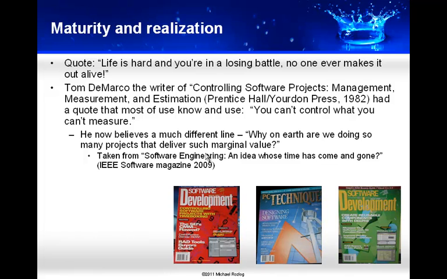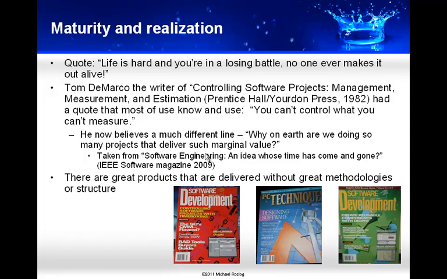Well, ironically, in 2009 he kind of revised that a little bit, and he said, why on earth are we doing so many projects that deliver such marginal value? Basically his thought process was that we're doing too much management and micromanagement to get anything done. Because we have to isolate every little feature and functionality to such a degree that the amount of functionality or capability we're adding to the project plan is so minimal or so insignificant that it really doesn't make a difference to the program.